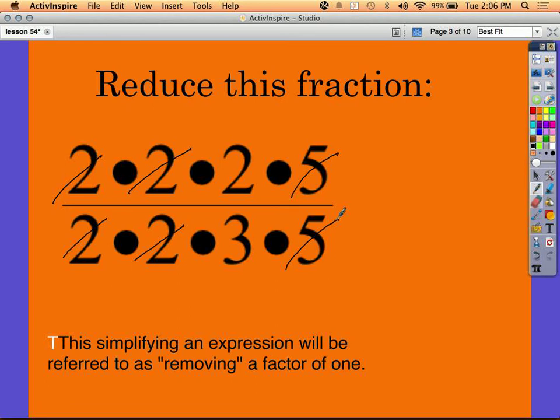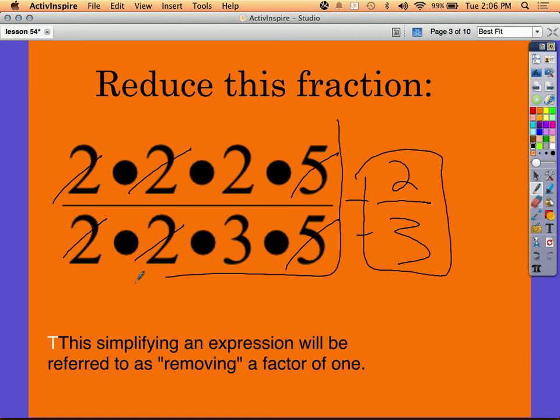What I'm left with, if I cross it out, it's 1, and 1 times everything else is whatever that other thing is. So all I have left on top is a 2, and all I have left on bottom is a 3. Therefore my answer is just 2/3. I went from this big, huge problem down to 2/3 just by crossing some numbers out. Simplifying an expression this way will be referred to as removing a factor of 1.